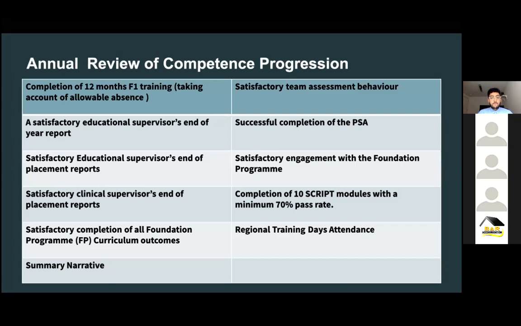This is how I get reviewed as a junior doctor, and it's mainly for F1 and F2 doctors. It's called the Annual Review of Competence Progression, the ARCP. These are just a few things that are on the forms that you have. So obviously you can see there's a lot of reports on the screen there, from your educational supervisors and clinical supervisors. So they're people who are assessing you throughout the year.